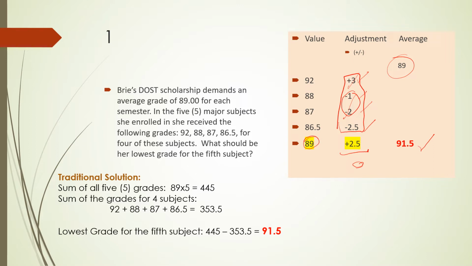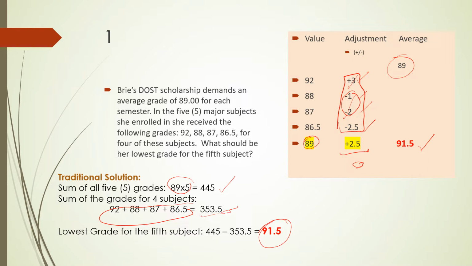The traditional solution for this would be to realize that for us to have an average of 89 for the 5 subjects, we will have to have 89 times 5 or a total of 445 for the 5 subjects. And then when we add up all of the 4 grades given, that's equal to 353, which we subtract from 445, giving us, as what we were able to find easily, the grade for the 5th subject of 91.5. So I hope that's clear.